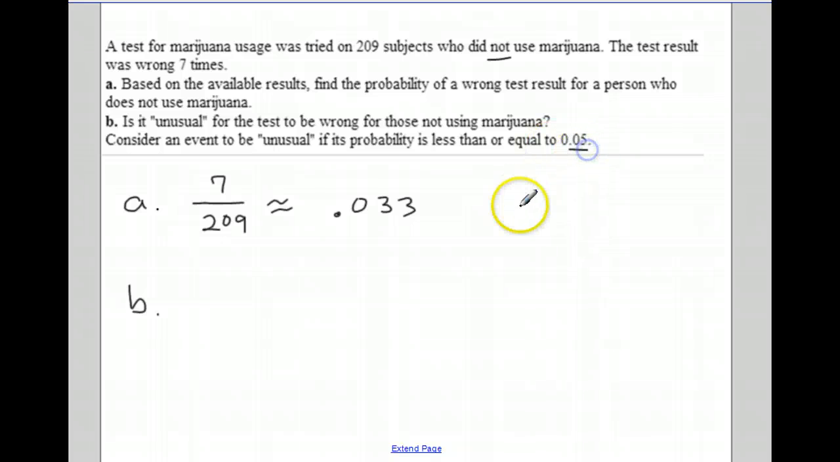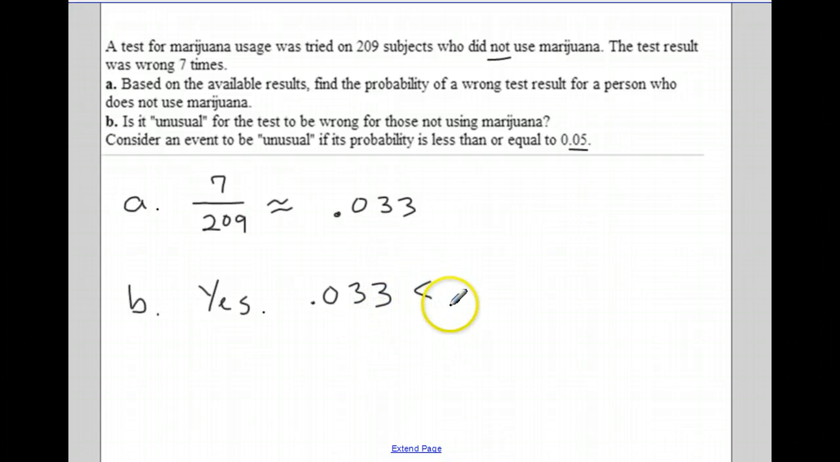So they want us to use 0.05 as our cutoff for unusual. And yes, this is unusual because 0.033, our actual probability, is more rare than that cutoff. Okay, so now we've picked up another thing that's considered unusual, and that's the 0.05 probability. So we've talked about 2 standard deviations. Anything that falls outside of 2 standard deviations is going to be considered unusual. Now we're going to pick up a probability of 0.05 or less is going to be considered unusual.